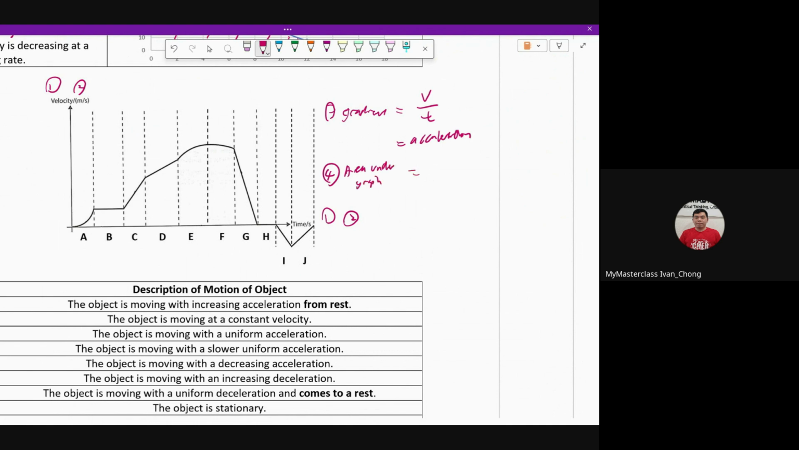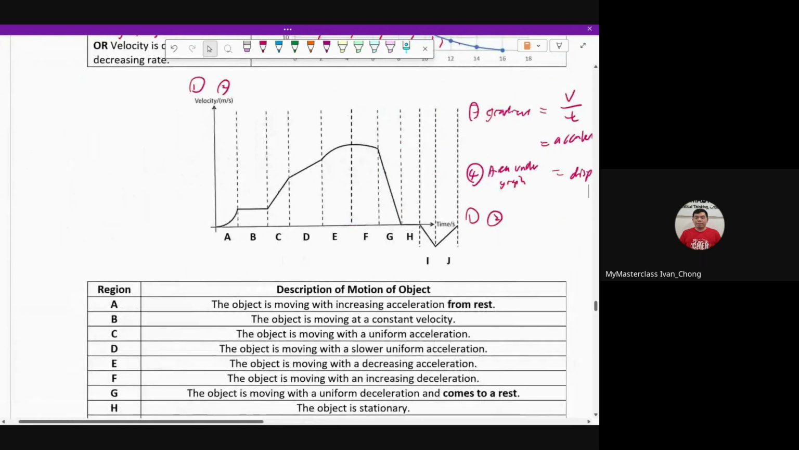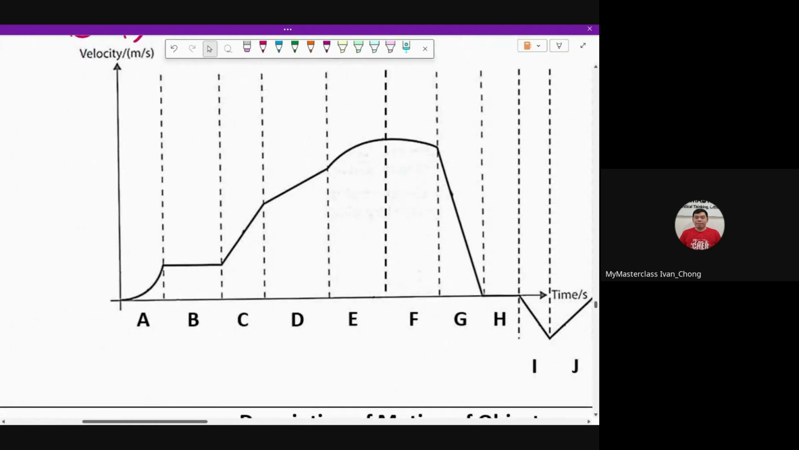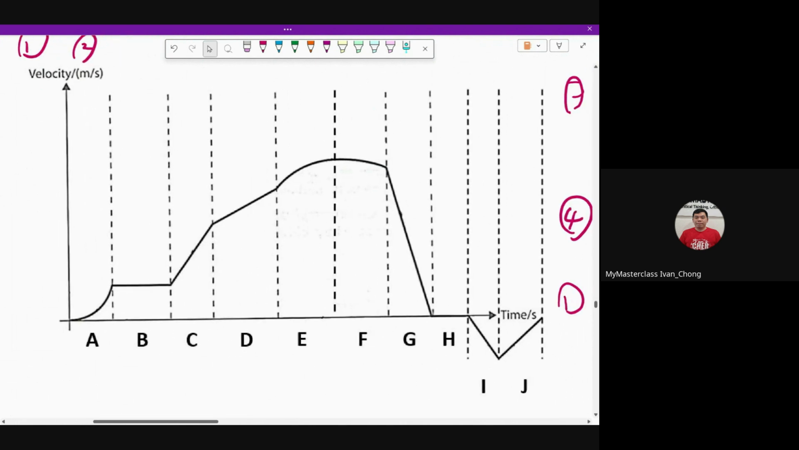Area under the graph itself, over here, is your displacement, because this is a velocity-time graph. So, same thing, we break it up into parts that we can understand. Increasing acceleration, constant velocity, uniform acceleration, and then at E, you have decreasing acceleration, and this is where it gets a bit different.